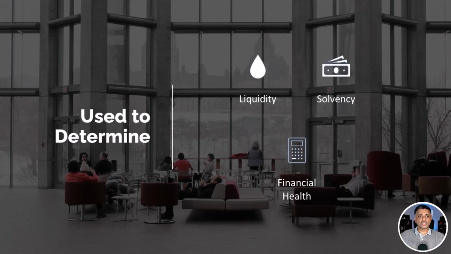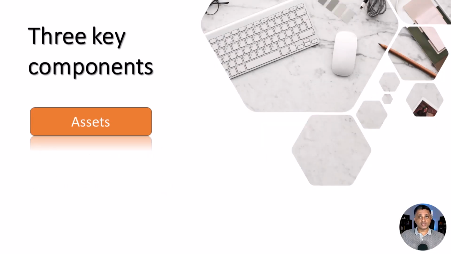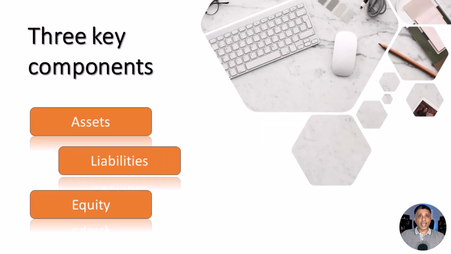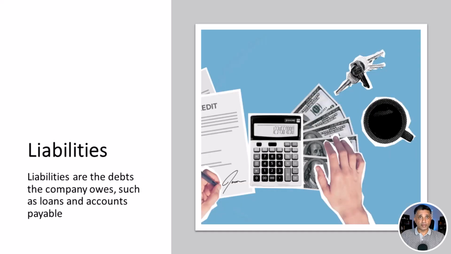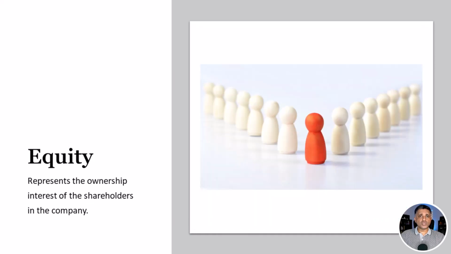A balance sheet is composed of three key components: assets, liabilities, and equity. Assets are the resources a company has at its disposal, such as cash, investments, and properties. Liabilities are the debts the company owes, such as loans and accounts payable. And equity represents the ownership interest of the shareholders of the company.